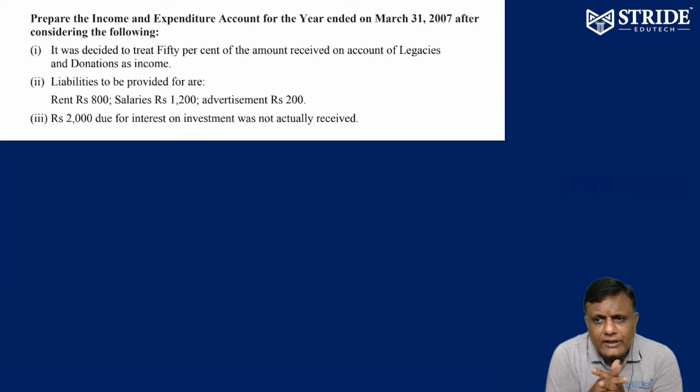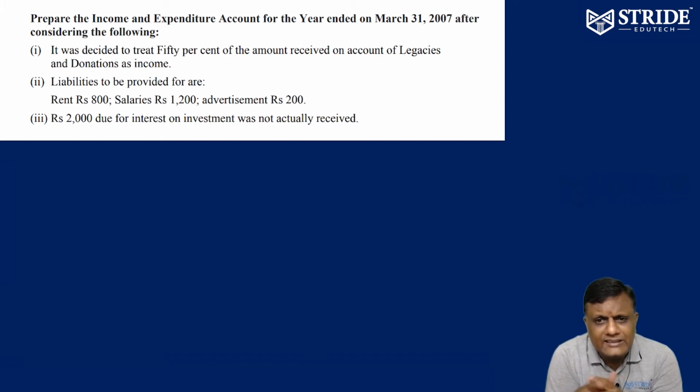Number 1. It was decided to treat 50% of the amount received on account of legacies and donations as income. Suppose whatever legacy we have received, 50% is income, 50% is capital receipt. Capital receipt means liability side. So 50% we have to transfer to the income account, and 50% is a capital receipt, a balance sheet liability item. Similarly, for donations, 50% are income, and the remaining 50% are capital receipt, that is liability.